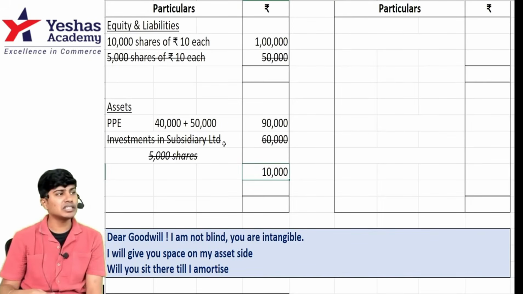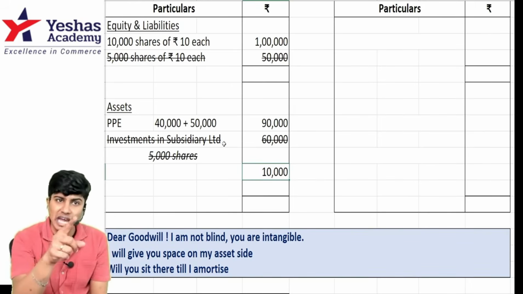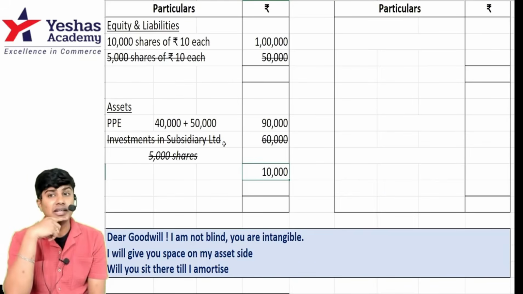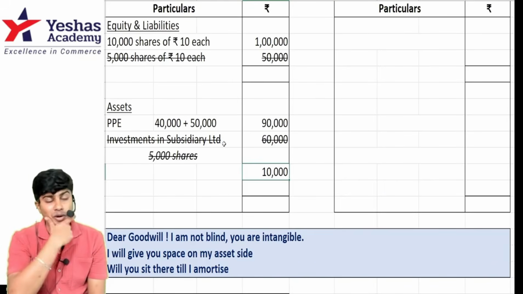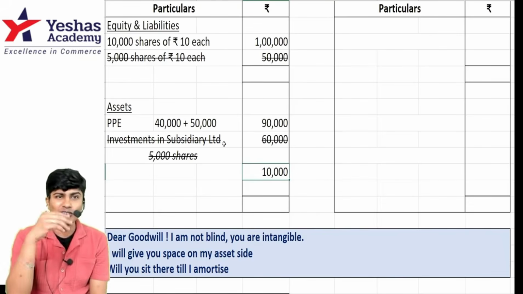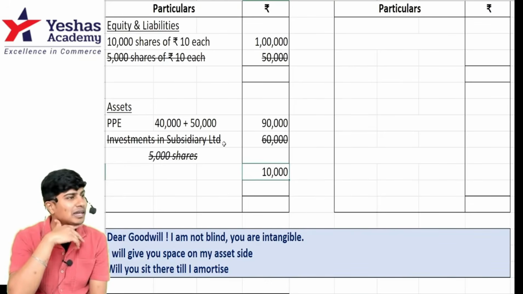The opposite of capital reserve, which is capital profit, is goodwill. Goodwill is capital loss. Capital reserve is capital profit, profit arising on capital transaction. Goodwill is loss arising on capital. You never thought so, no? You thought goodwill is an asset. Goodwill is capital loss.